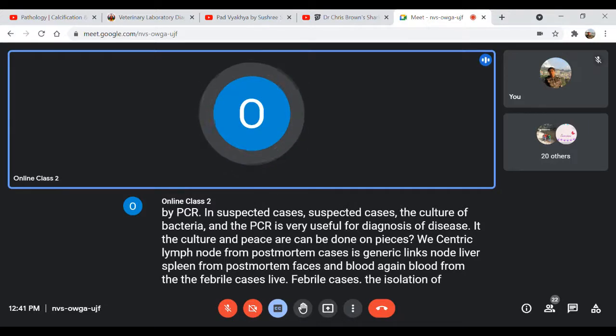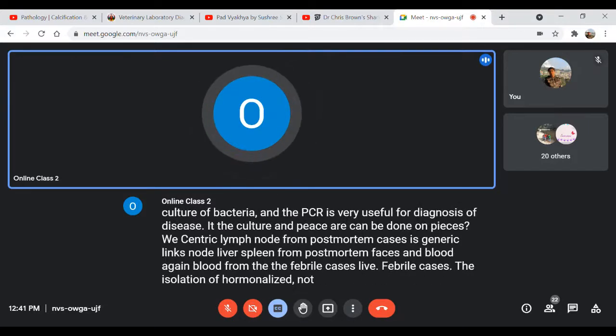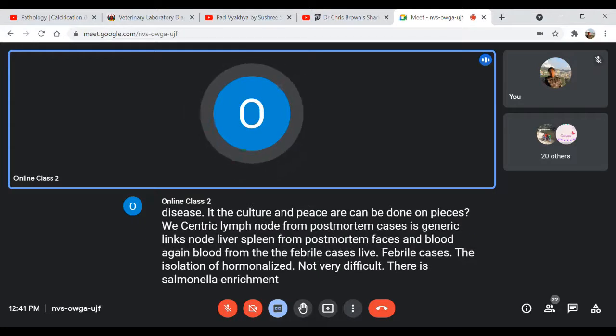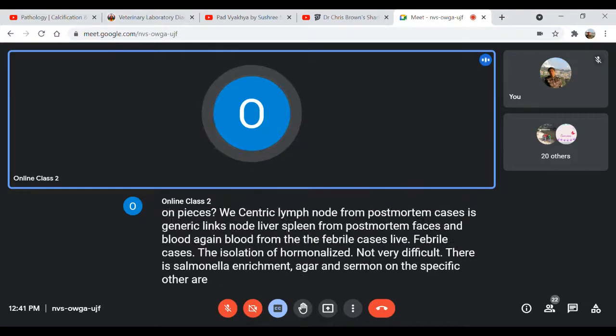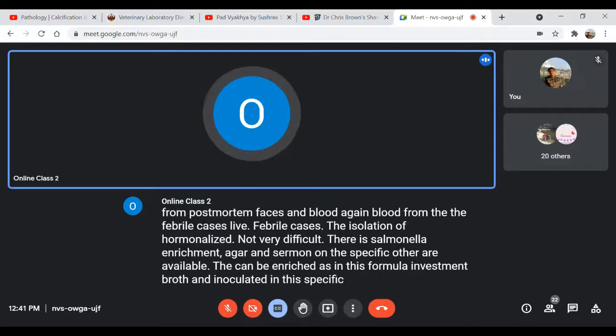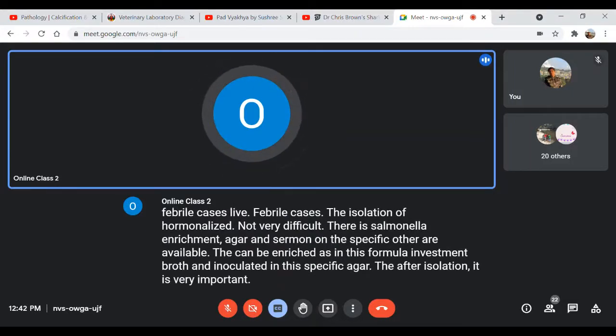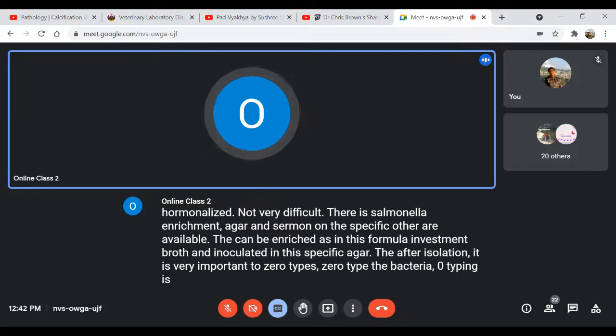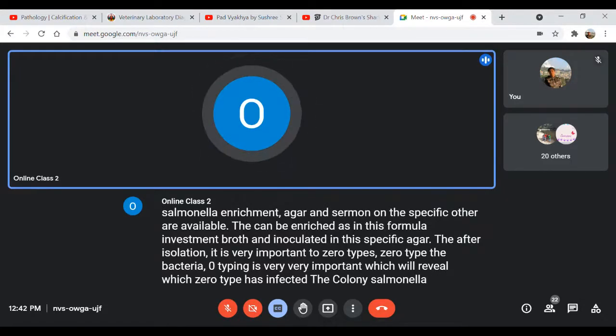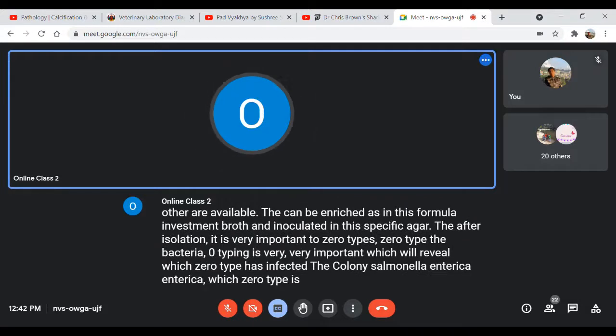The isolation of Salmonella is not very difficult. Salmonella enrichment broth and Salmonella-specific agar are available. They can be enriched in the enrichment broth and inoculated onto the specific agar. After isolation, it is very important to serotype the bacteria. Serotyping will reveal which serotype of Salmonella enterica has infected the colony.